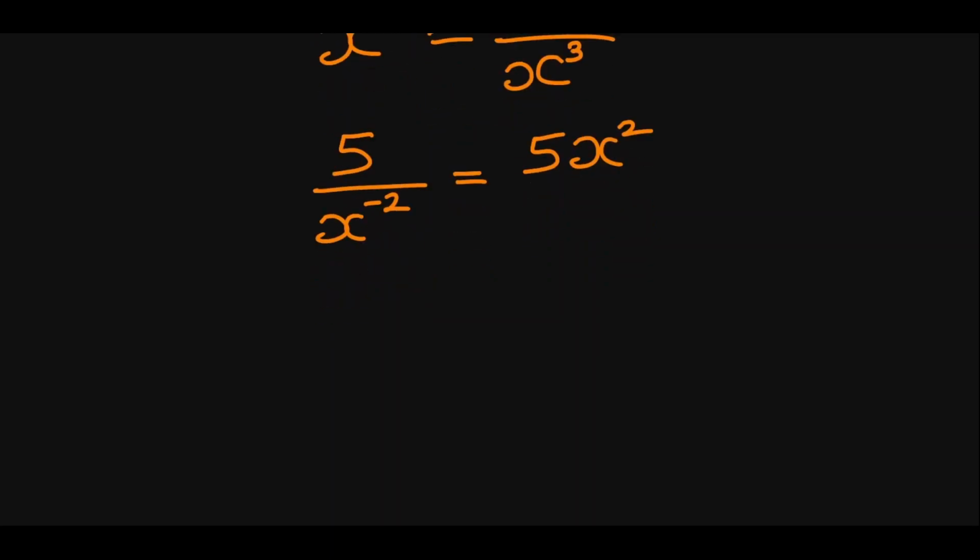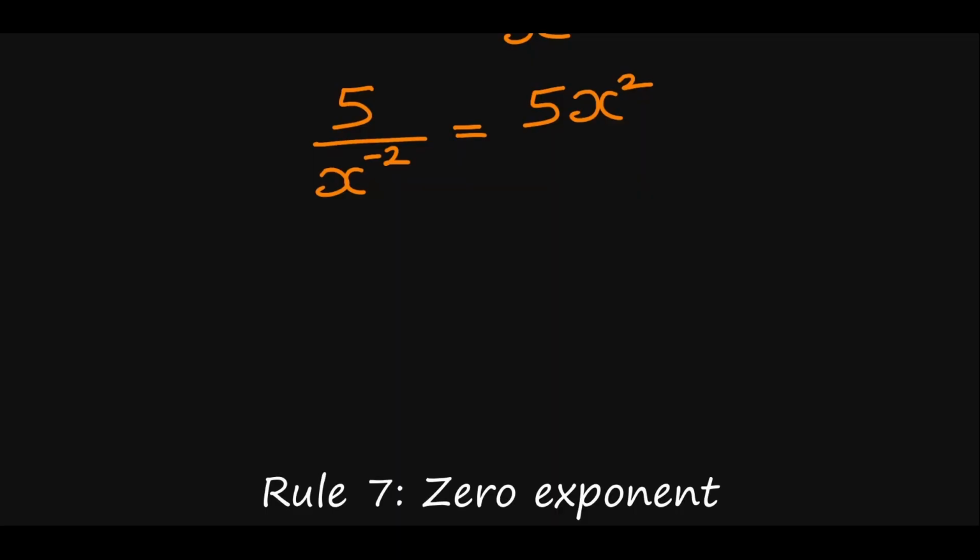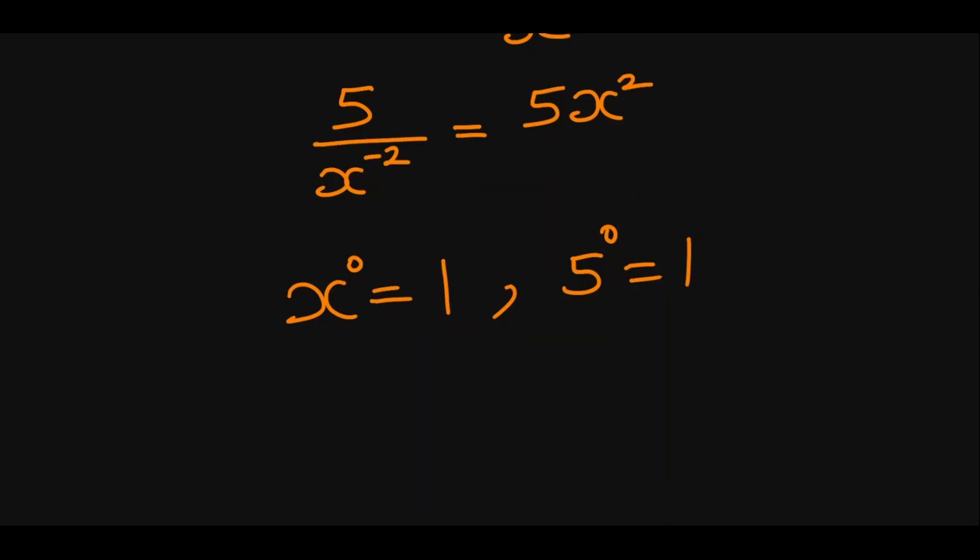Now the seventh law or rule of exponents, which some people don't agree that it should be a law, is what we call zero exponent. This is very easy. I think most people know this. It just means that anything raised to power 0 is 1. So x raised to power 0 is 1, 5 raised to power 0 is 1, 2 raised to power 0 is 1, anything raised to power 0 is 1, provided that x is not equal to 0. Because 0 cannot be raised to power 0 and it cannot be 1.